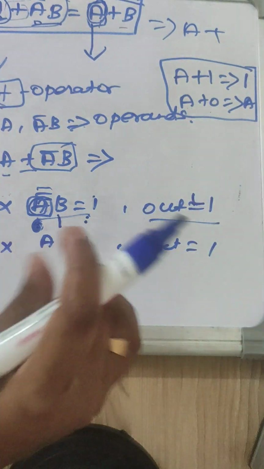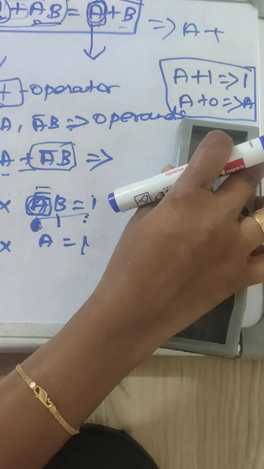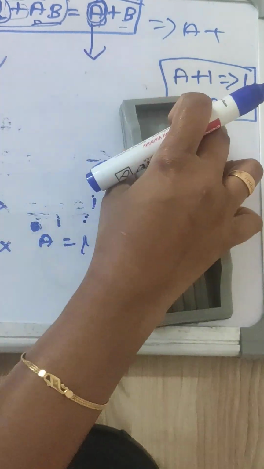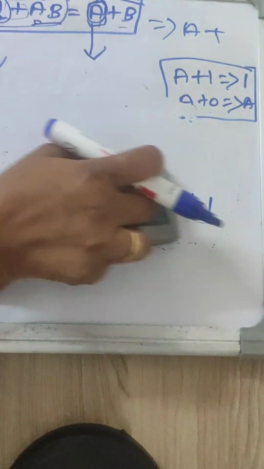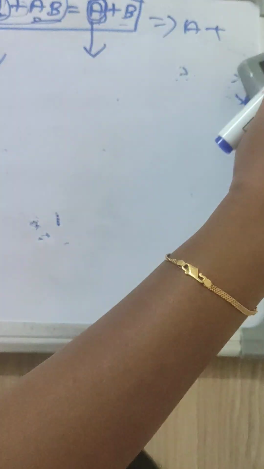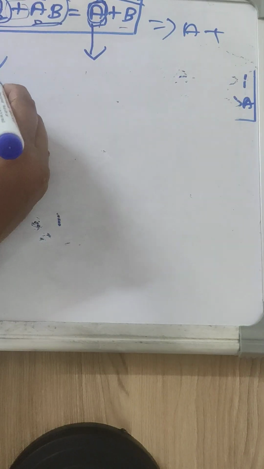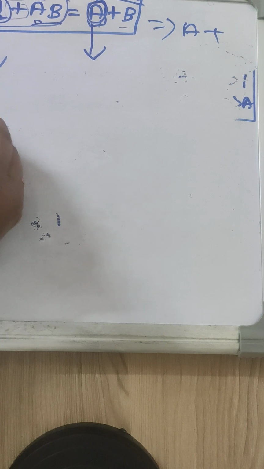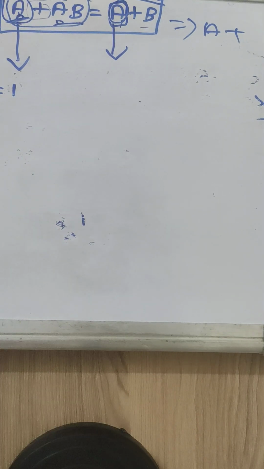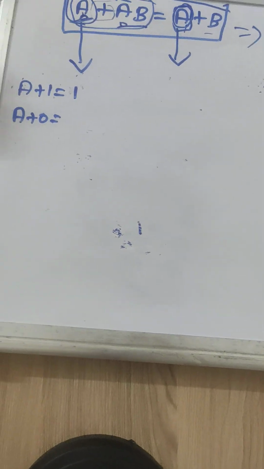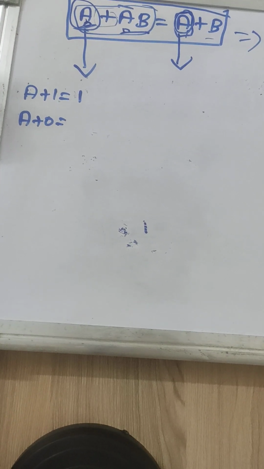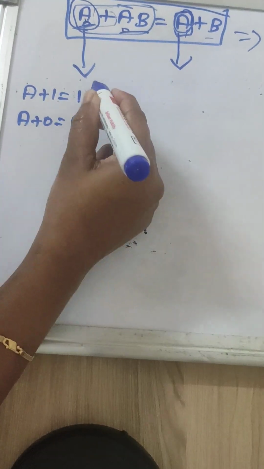Okay, so from this, what can we come to know, right? Let me just draw this one. What we know already: A plus 1 becomes 1, A plus 0 becomes A. Okay, this is one thing.